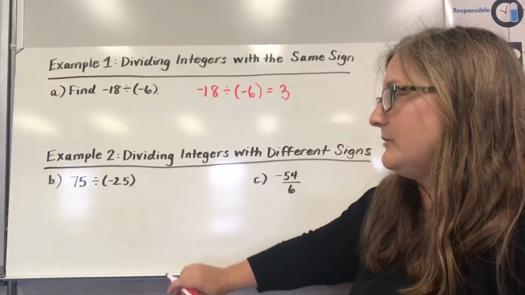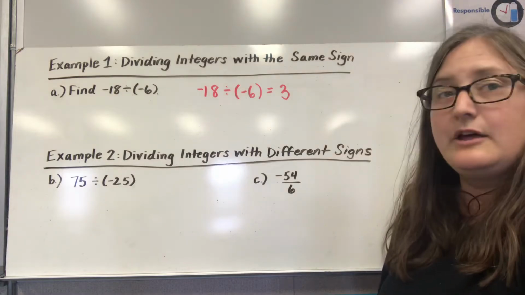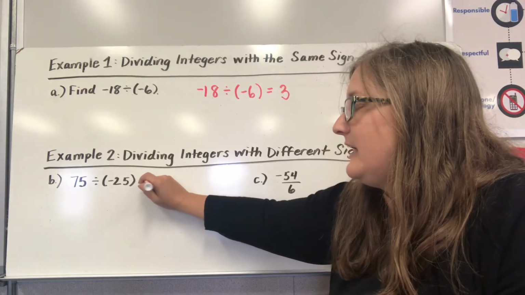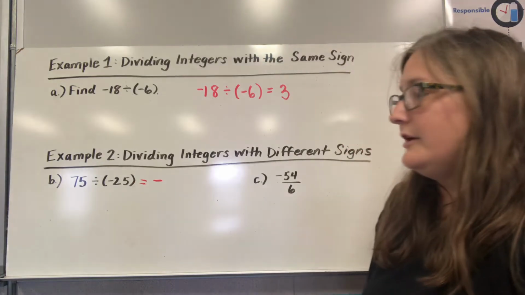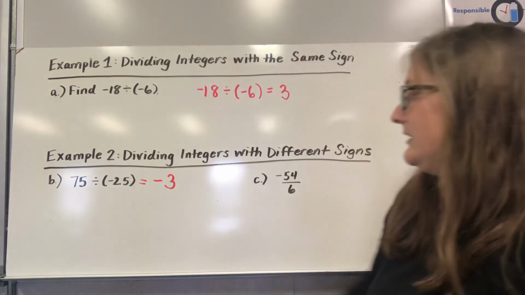Here I'm dividing two numbers with different signs. 75 is positive and 25 is negative. So anytime they have different signs, my answer is negative. 75 divided by 25 is 3.